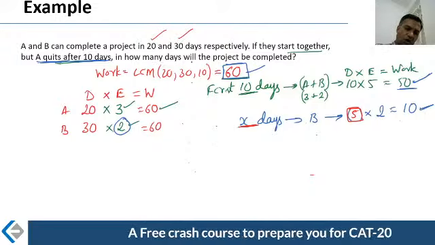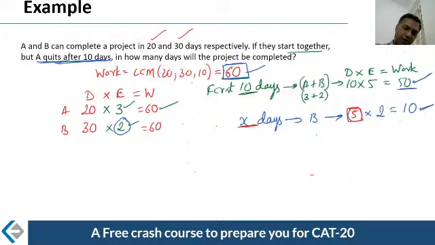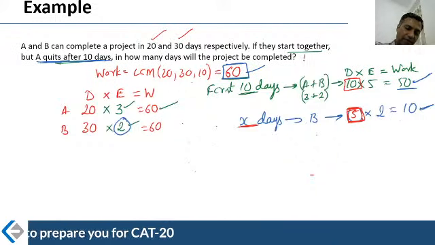So the question is, in how many days will the project be completed? First 10 days they work together. Next 5 days B worked alone. Therefore, what is the project duration? The project was completed in 15 days, right?